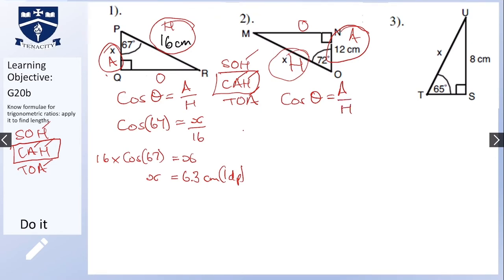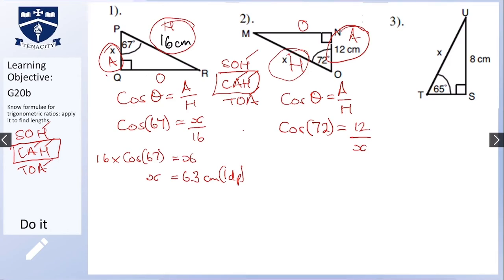So in this case, the cos of 72, remember 72 in brackets, your calculator needs to close that bracket after the cos part, is equal to the adjacent, which is 12, and the hypotenuse, which is x.